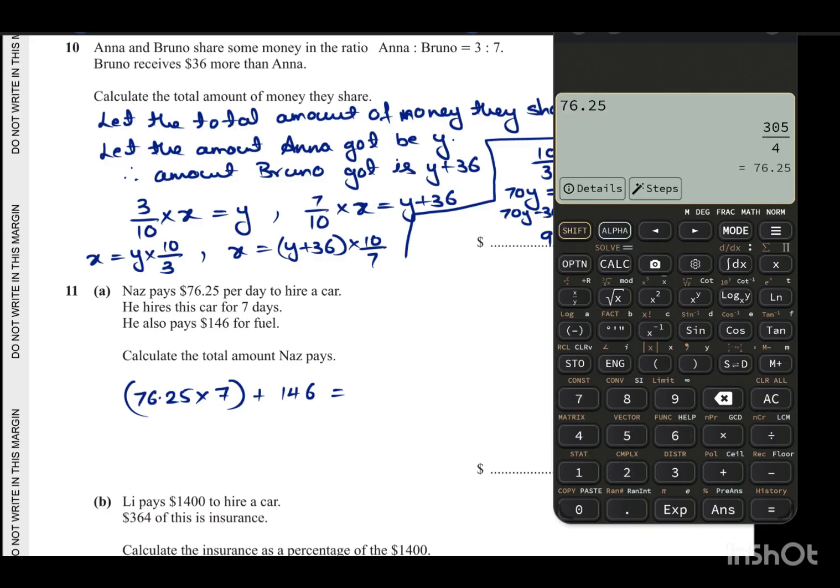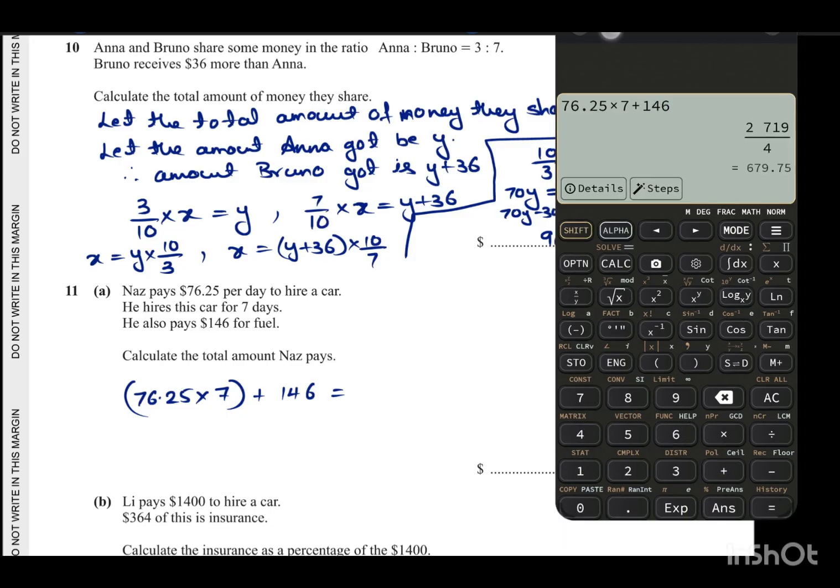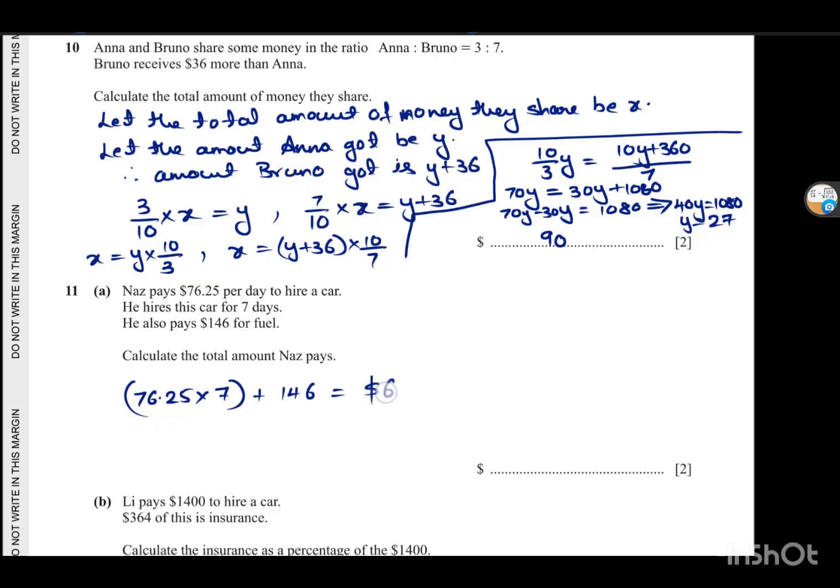76.25 into 7 plus 146, 679.75. So this is the answer, 679.75. Question B.